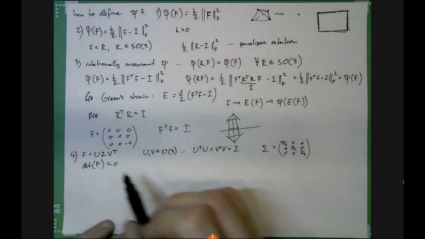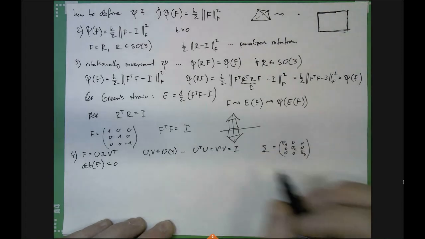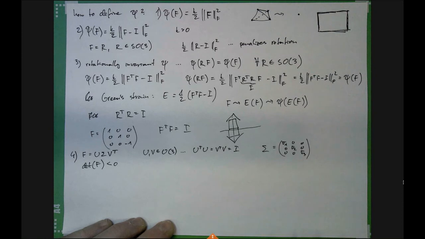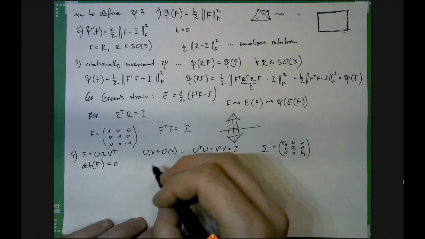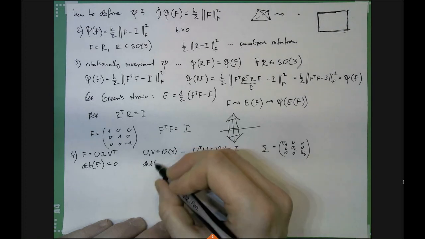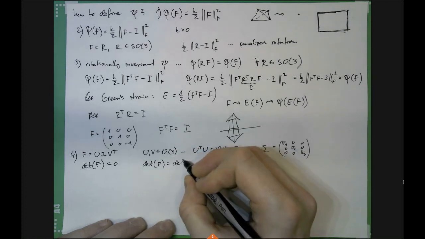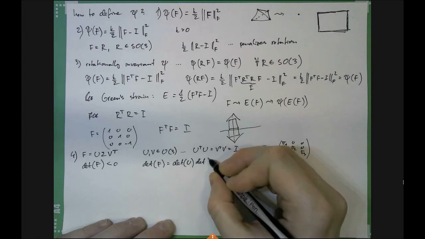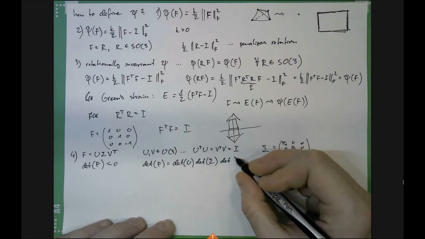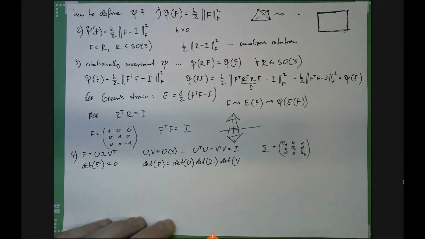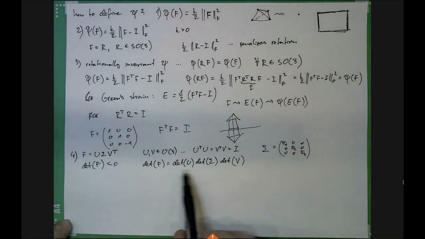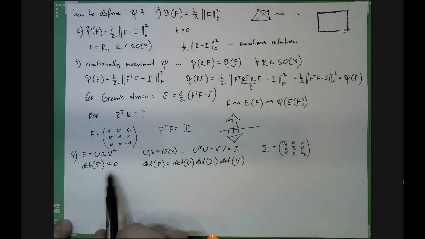So let me actually change this a little bit. Let's see, how do I put this argument? Let's take a look at this. My determinant of F, if I have the SVD, will be the determinant of U times the determinant of sigma times the determinant of V transpose, which is the same as the determinant of V, right? So I need to do something if the determinant of F is negative.